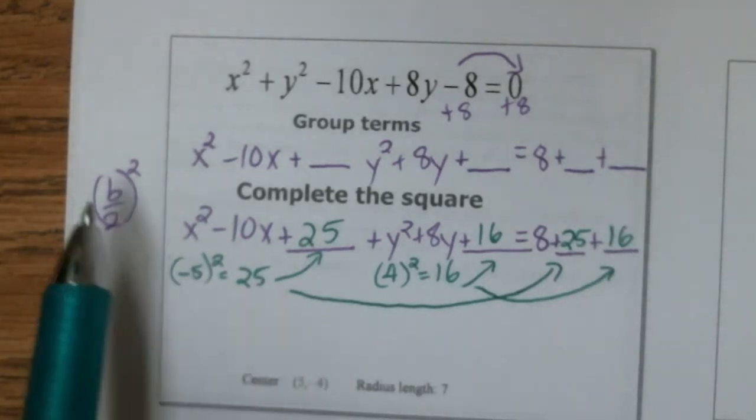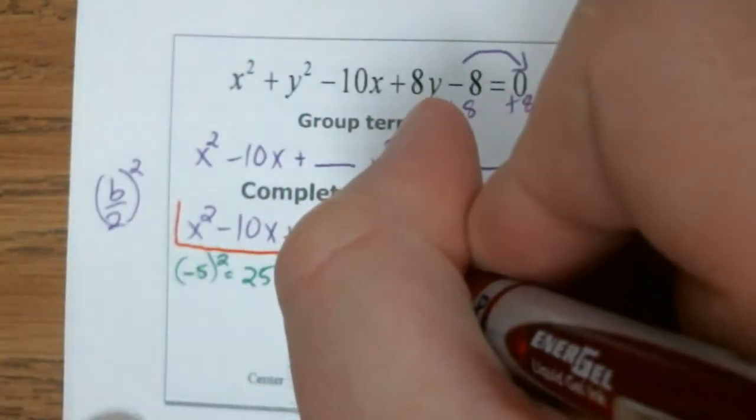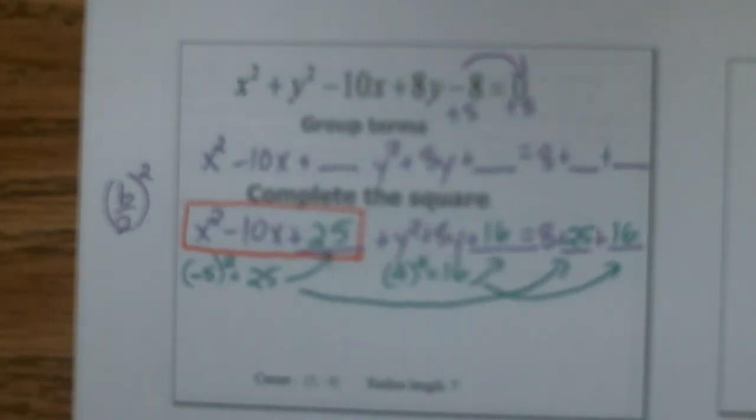Okay, so half of b squared is how to complete the square. Now, the whole reason for doing that, guys, is so that I can create a perfect square trinomial. So now you've got to remember, how do you factor the perfect square trinomial?